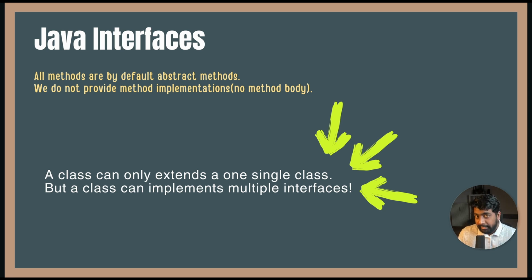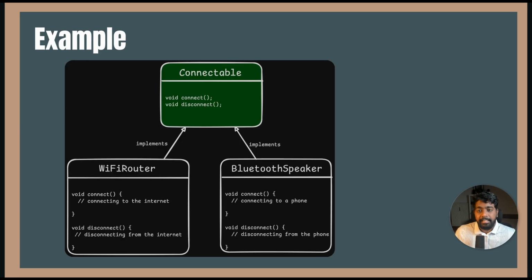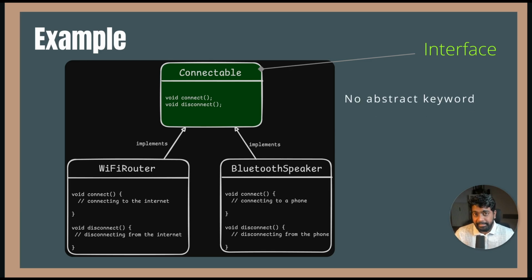Here is the catch. A class can extend only a single parent, but a class can implement multiple interfaces. Did you get that right? Let's imagine you create an interface called connectable. It is an interface. This is not a class. And it can only provide method signatures. In this case, I have two method definitions or signatures called connect and disconnect.